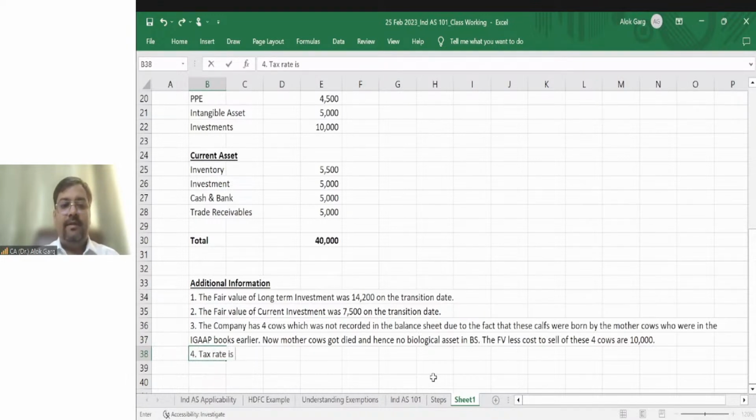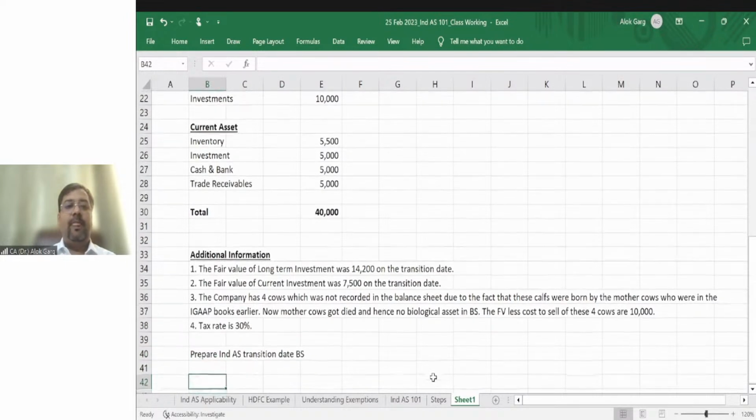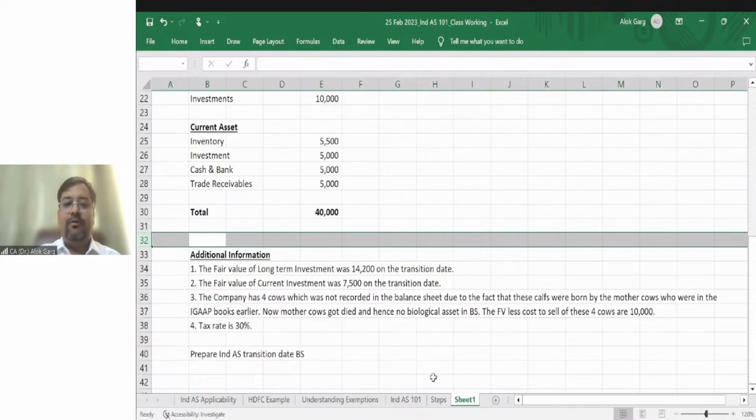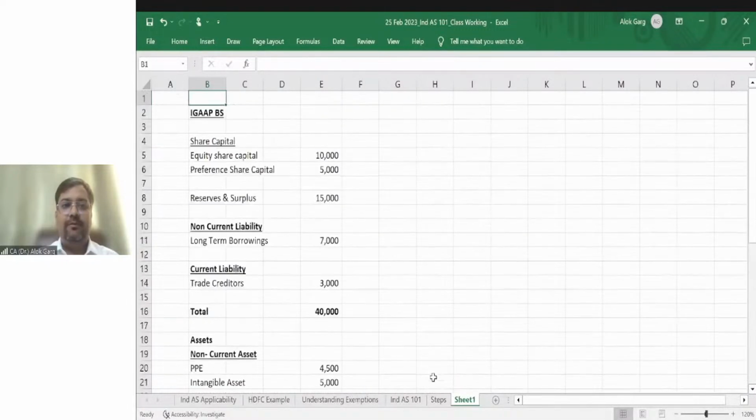Tax rate is 30%. Prepare the Ind AS transition date balance sheet. I hope the information is clear to all of you. I hope this balance sheet is clear to all of you.